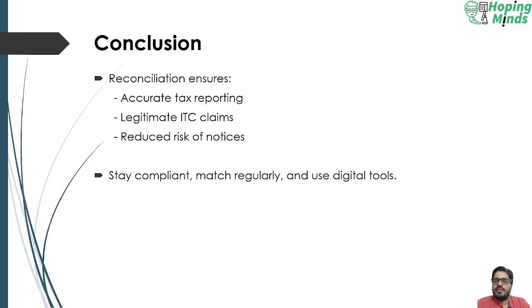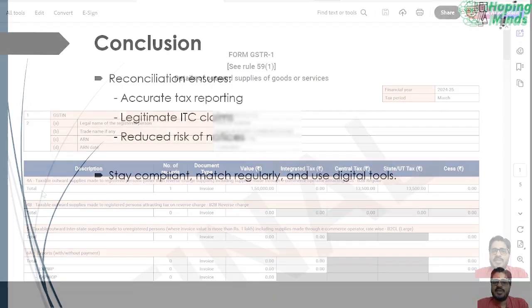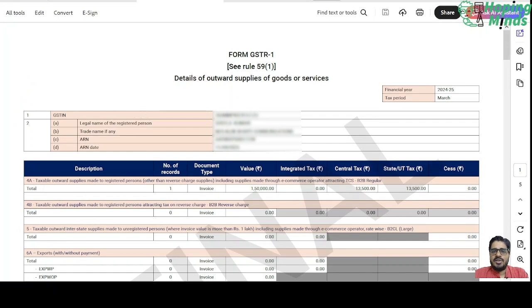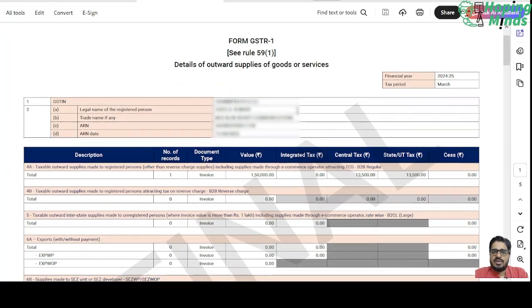So before we conclude this session, let us see the actual filed returns, that is GSTR-1 and GSTR-3B, and the downloaded GSTR-2B returns, to establish the interrelation between each other. So let us first start the matching of GSTR-1 and GSTR-3B. So this is the GSTR-1 filed return for the period of March.